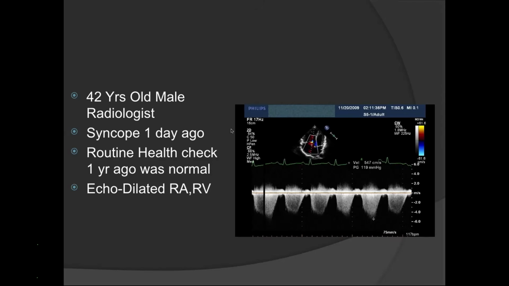Again, a relative of mine, 42 years old radiologist, had a syncope a day ago, came to us for echo.